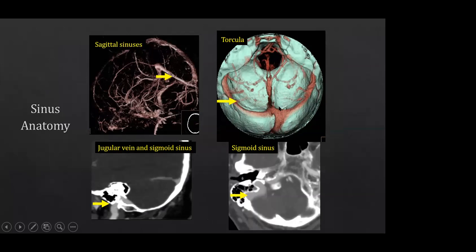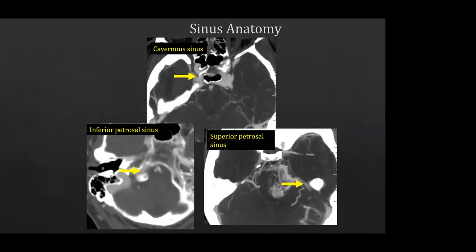This is a superior-inferior view. This is the back, this is the torcula. These are the two transverse sinuses, and you can see the straight sinus, which is joining at the level of torcula, eventually flowing via the sigmoid sinus into the jugular bulb and then into the jugular vein. So this is the traditional sinus anatomy.